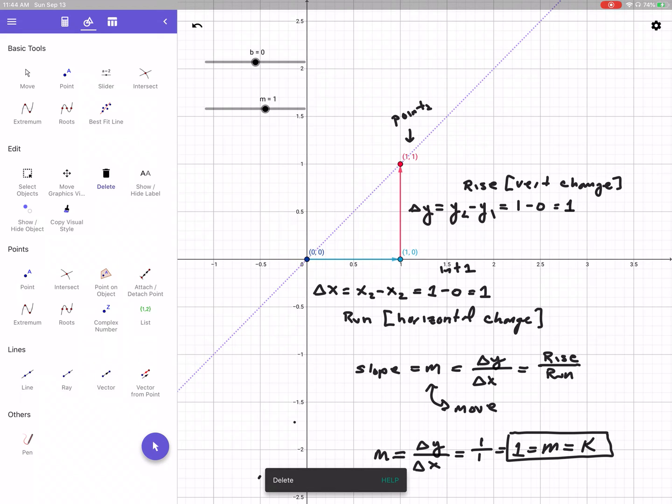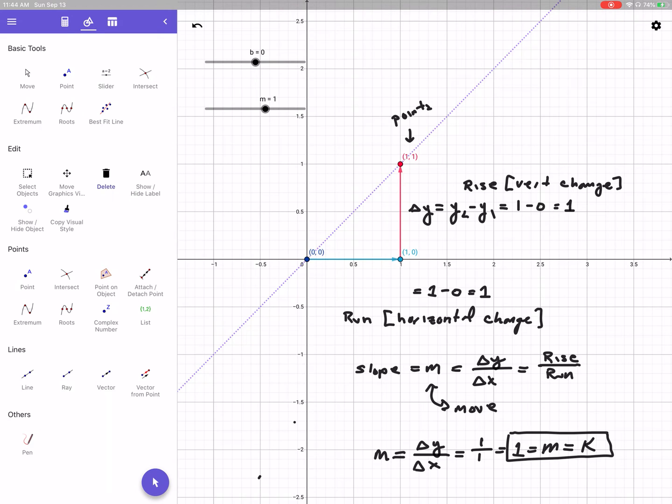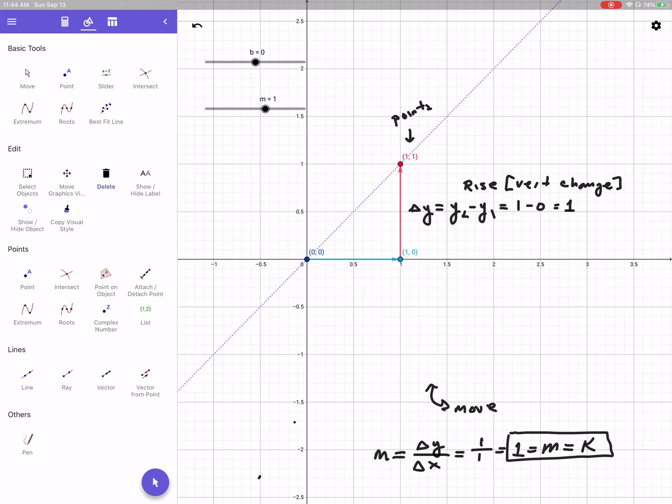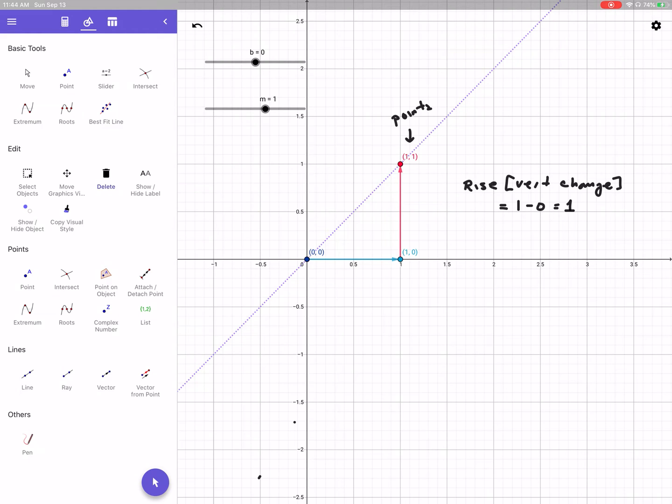Okay, so I'm going to delete a few things here to make some more room. And what we're now going to look at is another point that is on the line. Now, any kind of point that is on the line is what we call a solution to the equation or model that we're developing. So, everybody okay? All right, hopefully. Okay, here we go. So, I've gotten rid of a few things here.